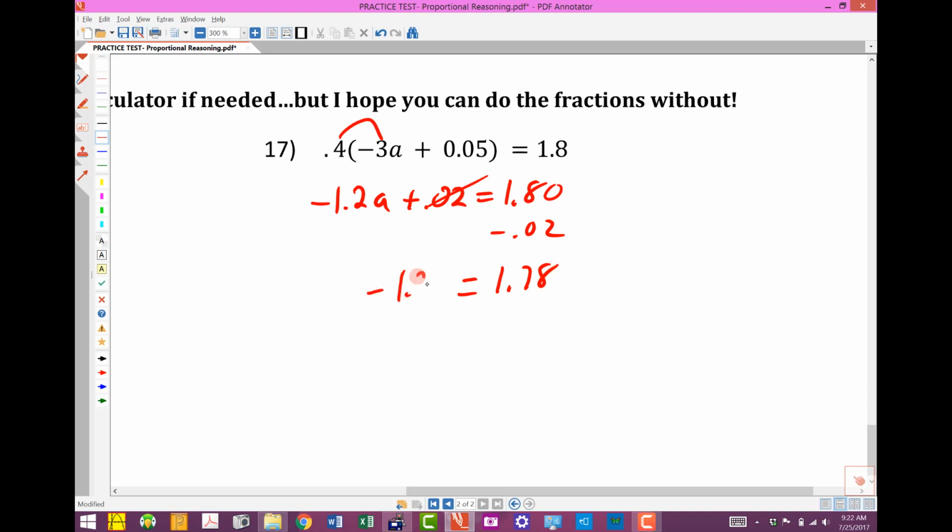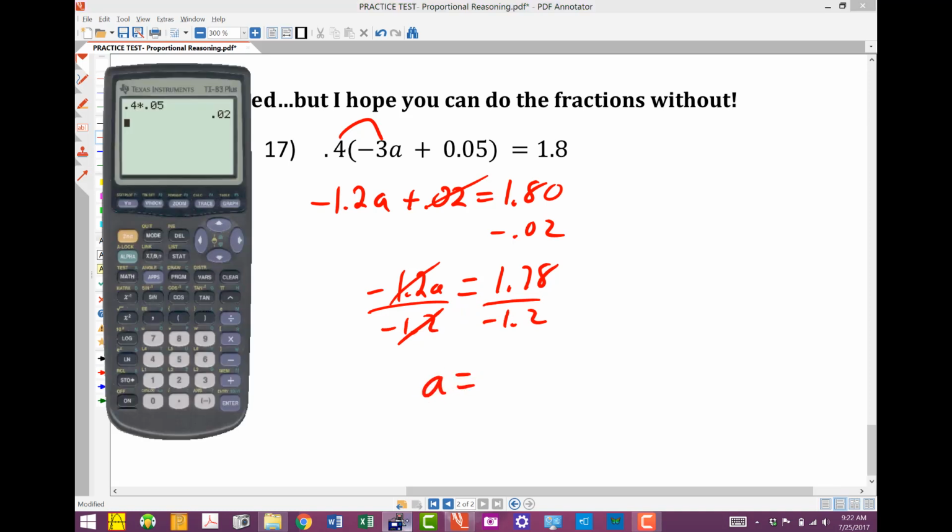And then negative 1.2a. And then we're just going to divide both sides by the negative 1.2. Cancel here. Now because this problem was written with decimals, it's okay if this turns out to be a decimal answer. But let's check and see if it does. Divided by negative 1.2. Yeah, so we get this big long repeating decimal.